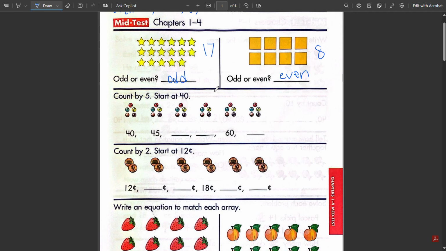Okay, second section, count by 5, start at 40. So they already give us 40, and they tell us that if we add 5 to 40, it's 45. So if you add 45 plus 5, it's 50. Plus 5 is 55, 60, and then 65.